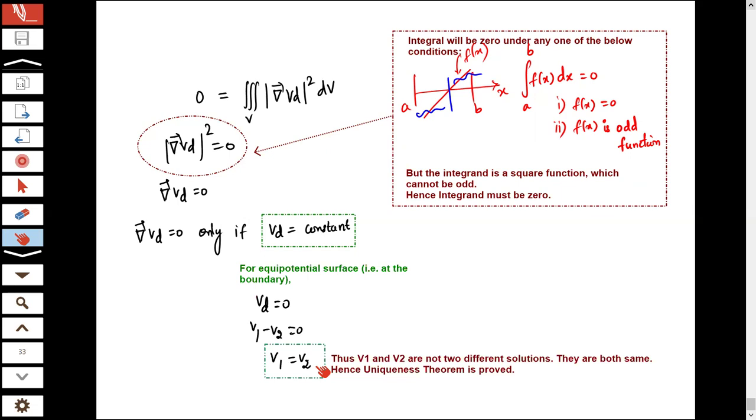Thus, we are proving the uniqueness theorem by contradiction method, assuming two different solutions and considering the known vector identity and our boundary condition at the conductor surface. We are proving the two different solutions assumed are not two different solutions.